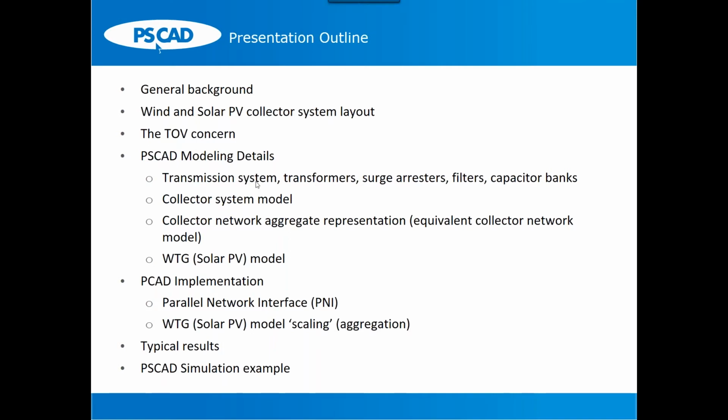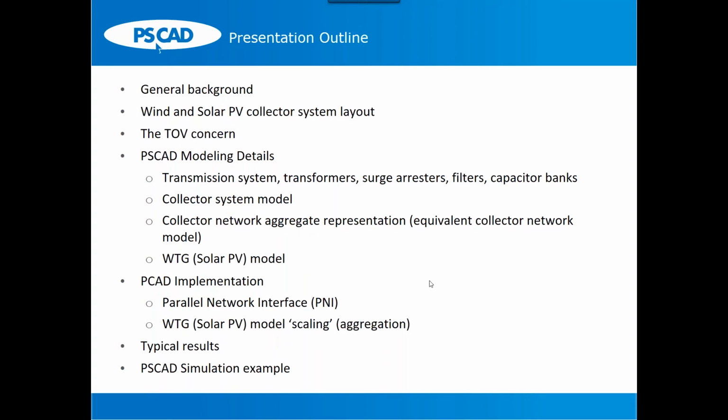How do you model the transmission system, the substation? How do you model the wind or the solar farm collector system? Do we have to model the collector system in detail, like every cable segment, every wind turbine or the solar inverter? Do we have to model all of them? Or can we aggregate the collector system and some of the wind turbines for this study?